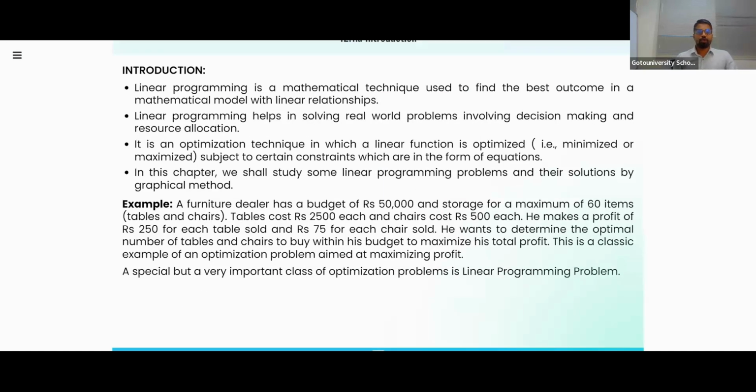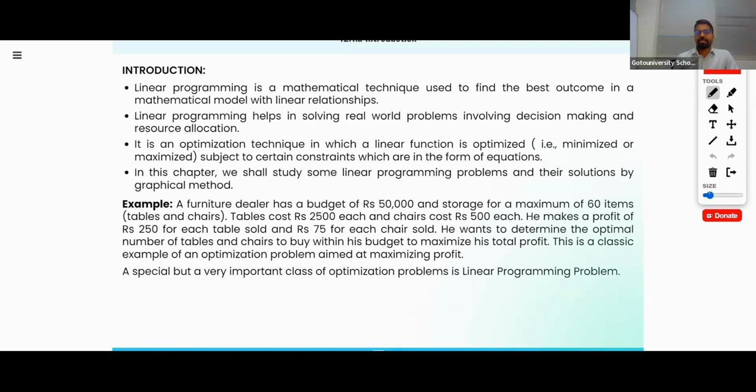Yes. So what do we have? Linear programming. Let's understand the definition of this first. A linear programming technique is used to find the best outcome in a mathematical model with a linear relationship. Let me explain what it is. So first, let me read out the points here.